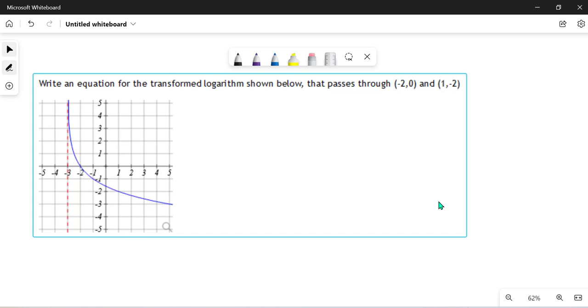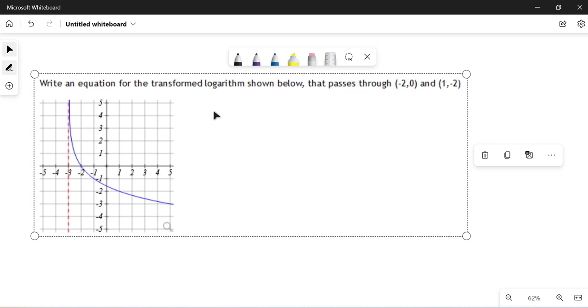So let's look at a graph. We're told it's a transformed logarithm, and we're given the graph and two particular points on the graph, and we're supposed to find an equation. And I'll be honest, I was a little confused at first when I was trying to do this one because I forgot how crazy logarithms are. They're so crazy, they're easy.